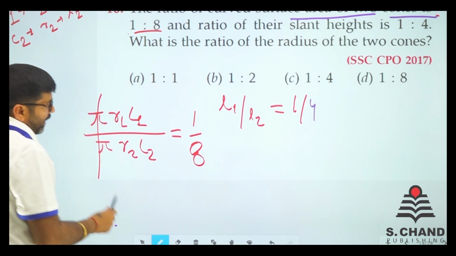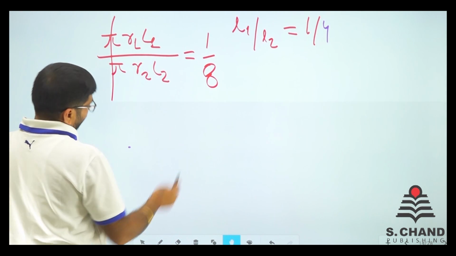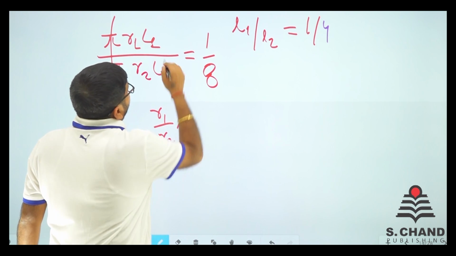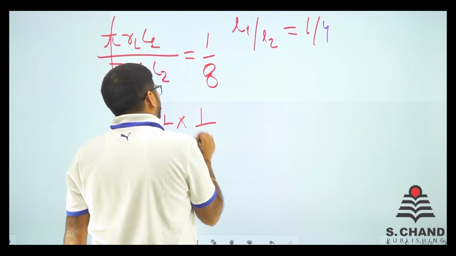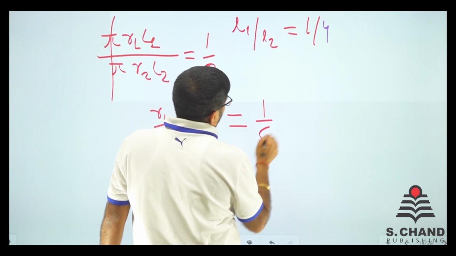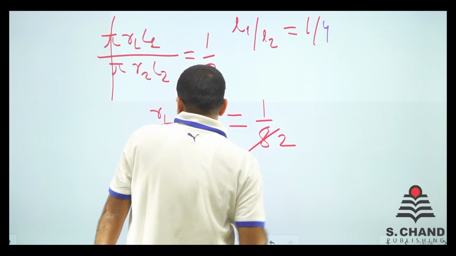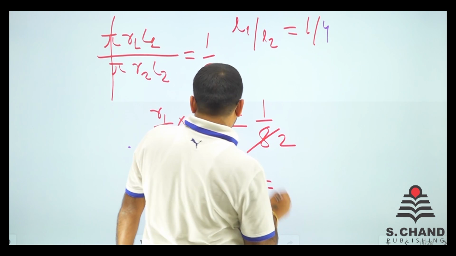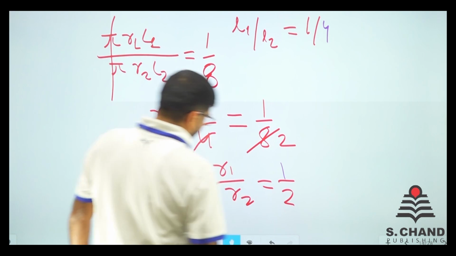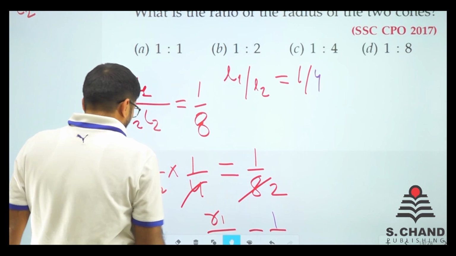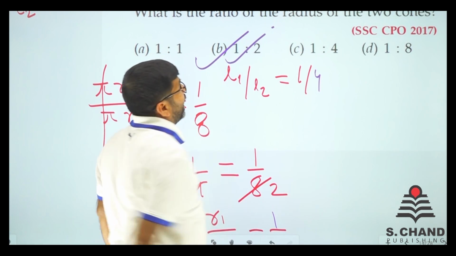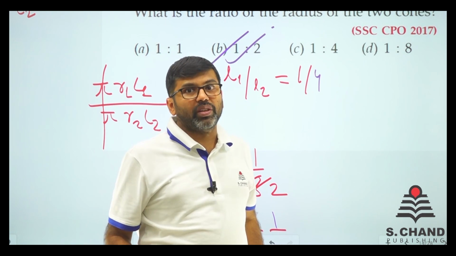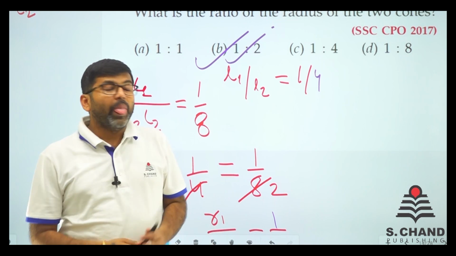Now pi cancels with pi. So R1 by R2 times L1 by L2, which is 1 by 4, is equal to 1 by 8. So we have 2 here. So R1 by R2 is equal to 1 by 2. That is it. So we have R1 to R2 with the ratio 1 is to 2. 1 is to 2 is the answer, and it is a very recent SSC CPO 2017 question. So in this way you need to do it.